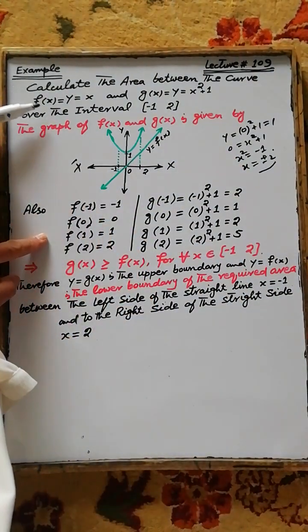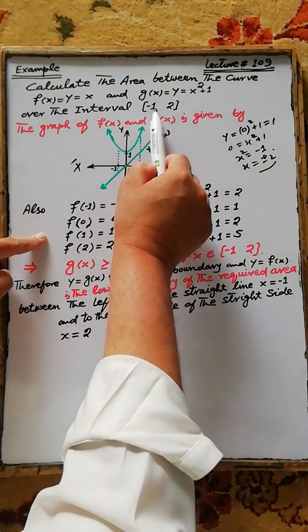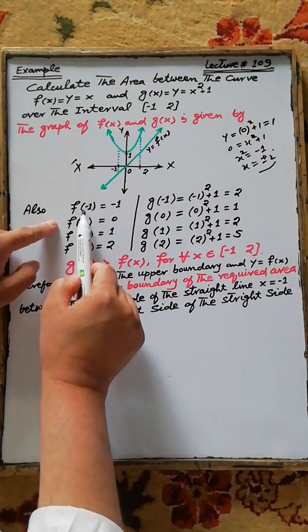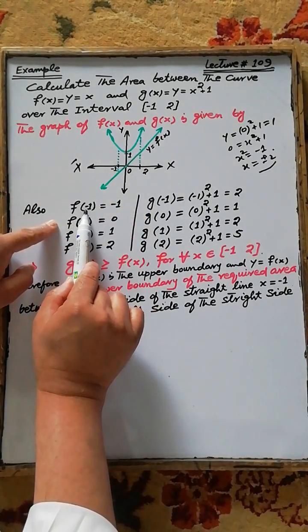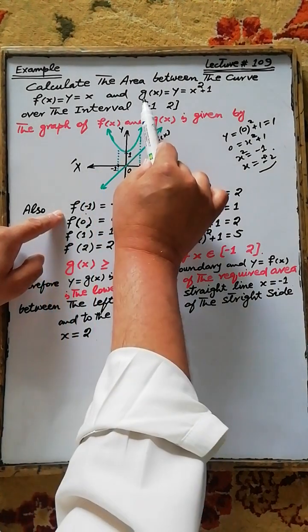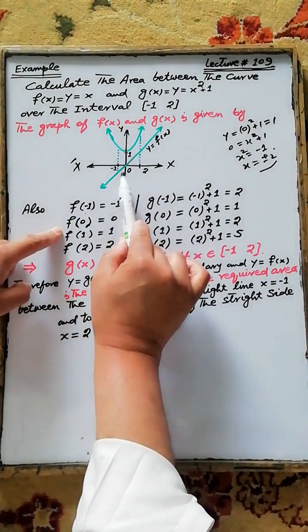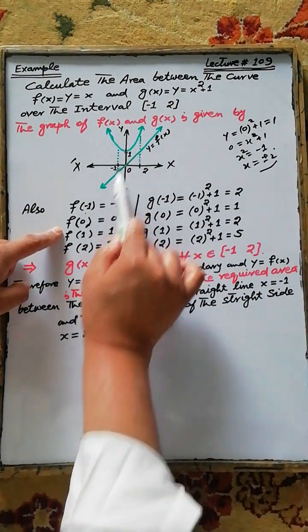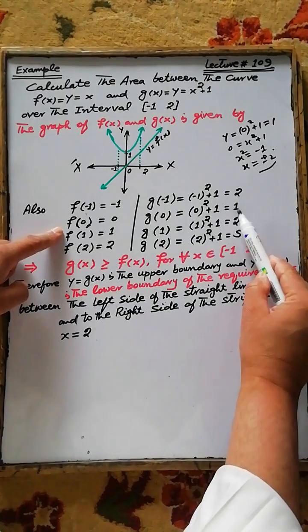Also, the value of the functions over the interval -1 to 2 is calculated from this table. That is, the value of the function f(x) at the point -1 is equal to -1, and the value of g(x) at the point -1 is equal to 2. The value of f(x) at the point 0 is equal to 0, and the value of g(x) at the point 0 is equal to 1.